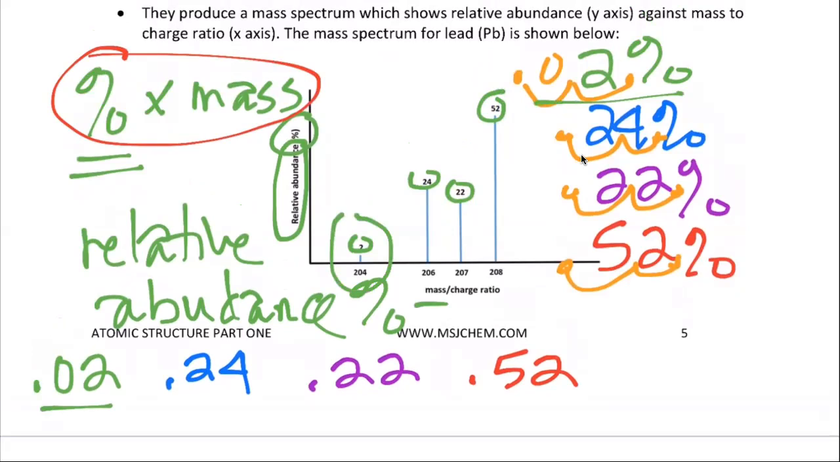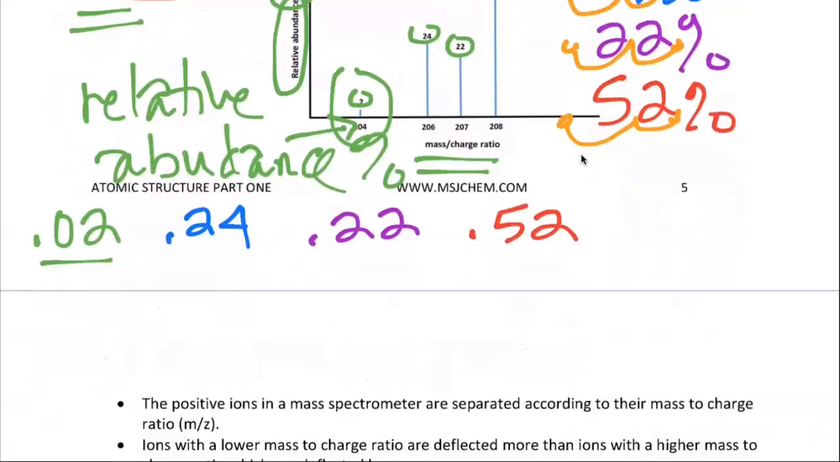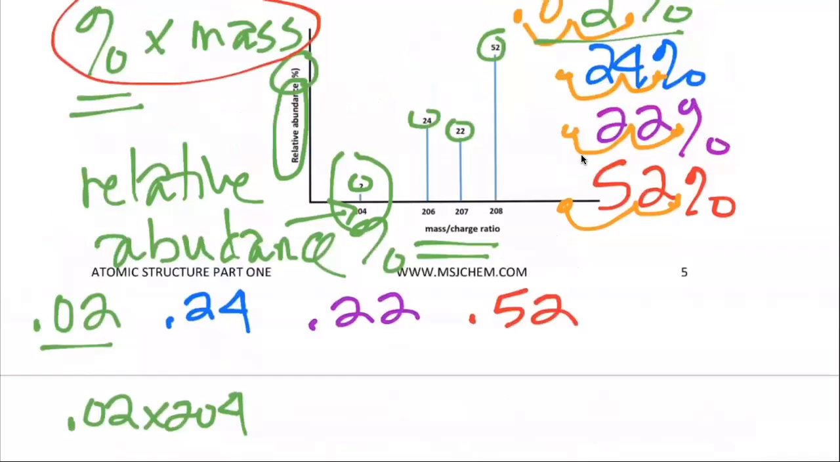The x-axis is where they give me what they call the mass to charge ratio. Typically that's where you would read your mass, because a lot of times the charge is going to be 1, and so the ratio is just the same as the mass. On this one, the mass is 204. So for that one, I would do 0.02 times 204. That's for my first isotope. For my next isotope, this is the one in blue. The decimal was 0.24 after we changed it from the percent, and if I look at the mass down here, it's 206.